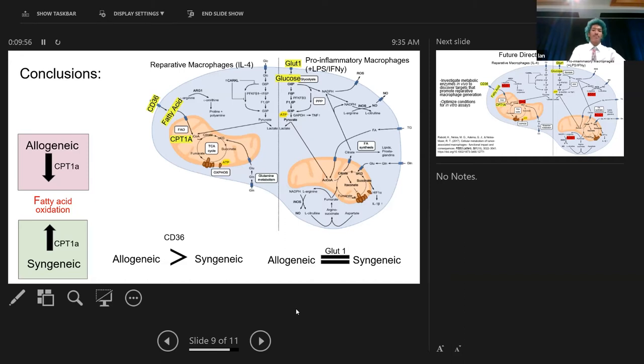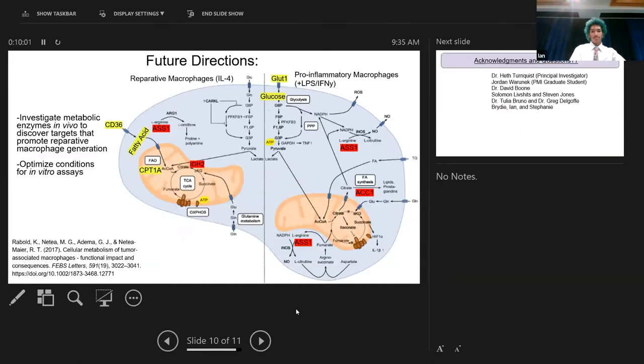And there's still a reliance for both of them, but it's just how that may differ. So in future directions, here in the red, unlike in the yellow, which were the ones we focused on, we are looking at other different markers, such as ASS1 and IDH2, to see if there are any differences with those to further validate that there is a difference in their metabolism of lipids. And then targeting to promote the repair of macrophage generation, and then observing these differences as well in vivo.